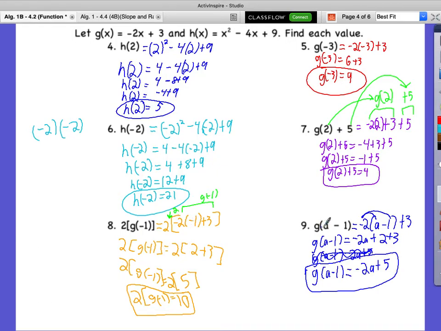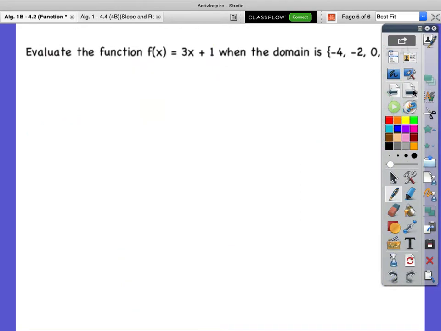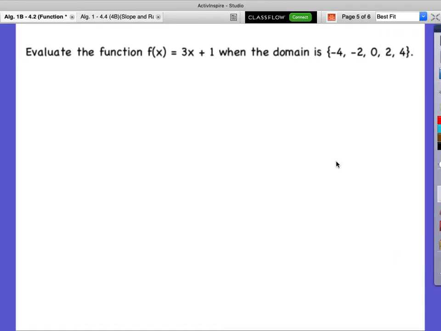And then this one, g of a minus 1, you take g, and instead of x, you put a minus 1 in the parentheses. Okay. And then you get to distribute and combine like terms. Go right below this, guys, okay? Evaluate the function. Say this function f of x is equal to 3x plus 1. And we're supposed to evaluate when the domain is negative 4, negative 2, 0, 2, or 4. What's domain mean? Domain means x, the x values. So evaluate this function when x is this, this, this, and this.